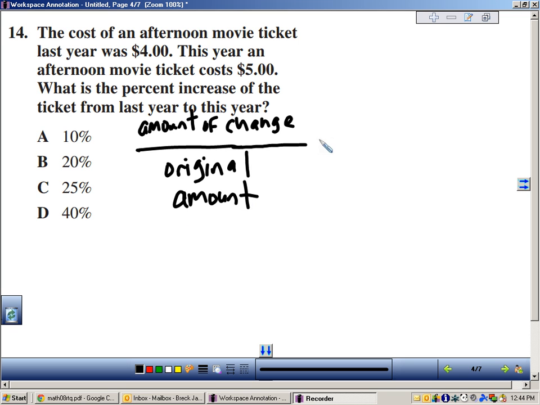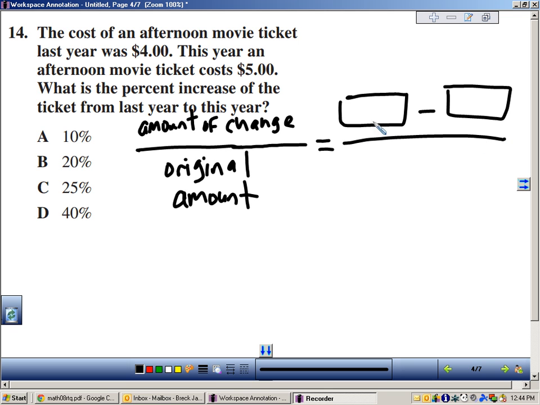And so the amount of change is found by taking these two numbers and subtracting them. Now remember, you want to subtract them so that you have a positive answer. And the original amount goes here. So we'll start with $5 subtracted by 4. And the original amount was $4, right? Before it increased to $5. So we end up with 5 minus 4 is 1 over 4.